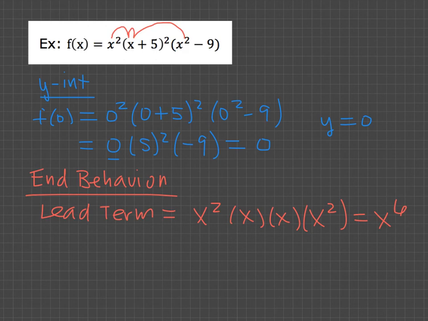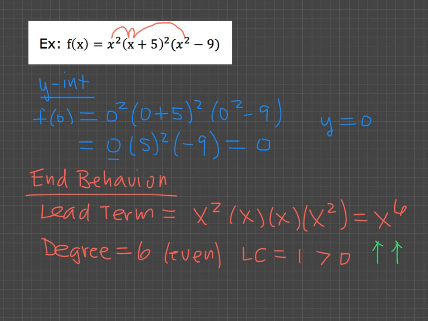That tells us that the degree is 6, and it's even, which is what we need to know, and the leading coefficient is equal to 1, and it is positive. That tells us that the graph is going to go up on the left and up on the right.